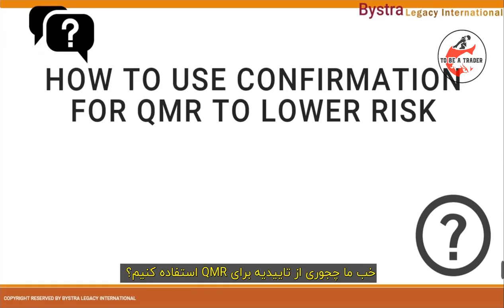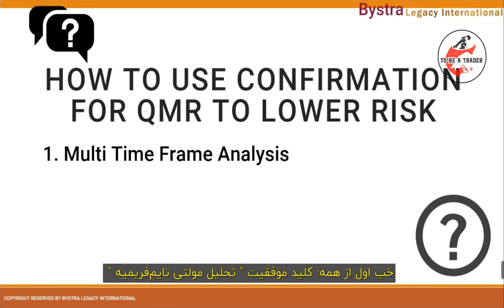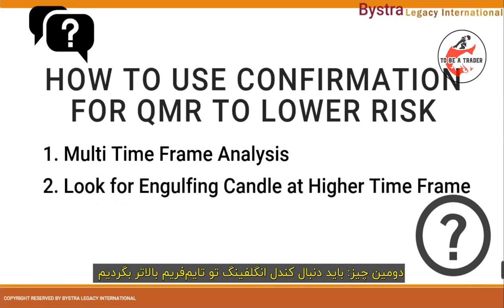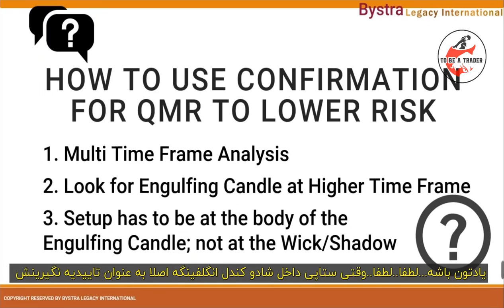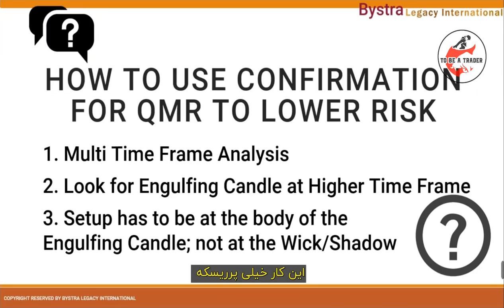So how do we use information for QMR to lower our risk during entry? First of all, the key is the multi-time frame analysis. This is very crucial. Second thing, we have to look for the engulfing candle at the higher time frame. Third, the setup has to be at the body of the engulfing candle. Remember, please never ever take a confirmation when the setup is at the wick or at the shadow of the engulfing candle. It will become very high risk.